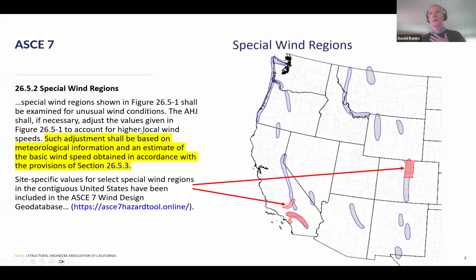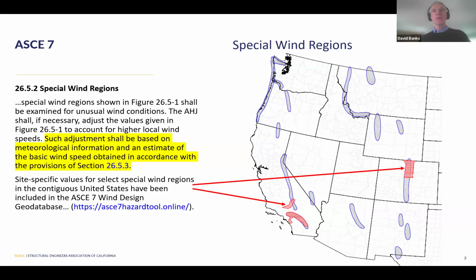And as Gwen showed, ASCE 7 has these special wind regions. They've moved around a little bit over the years, as described, but not a lot has been done to define what the speeds are or explain why they're there. So we're going to talk a bit about that over the next 10 minutes.